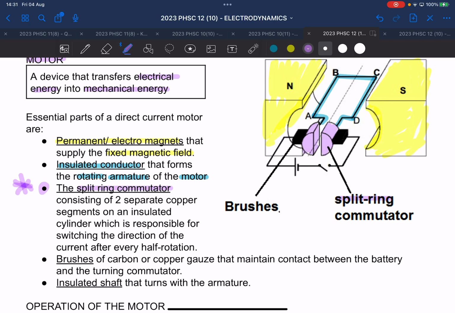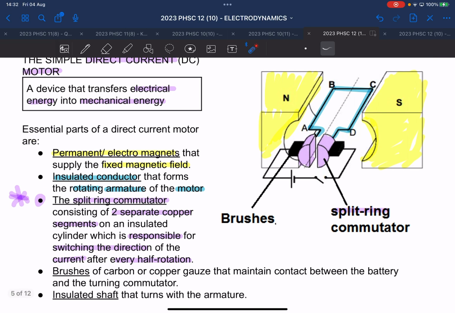It consists of two separate copper segments, want koper gelei baie maklik elektrisiteit, on an insulated cylinder. Wat doen hy? Hy is verantwoordelik vir the switching of the direction of the current every half rotation. Okay, so wat is sy doel? Is om die rigting van die stroom elke halfrotasie te verander.